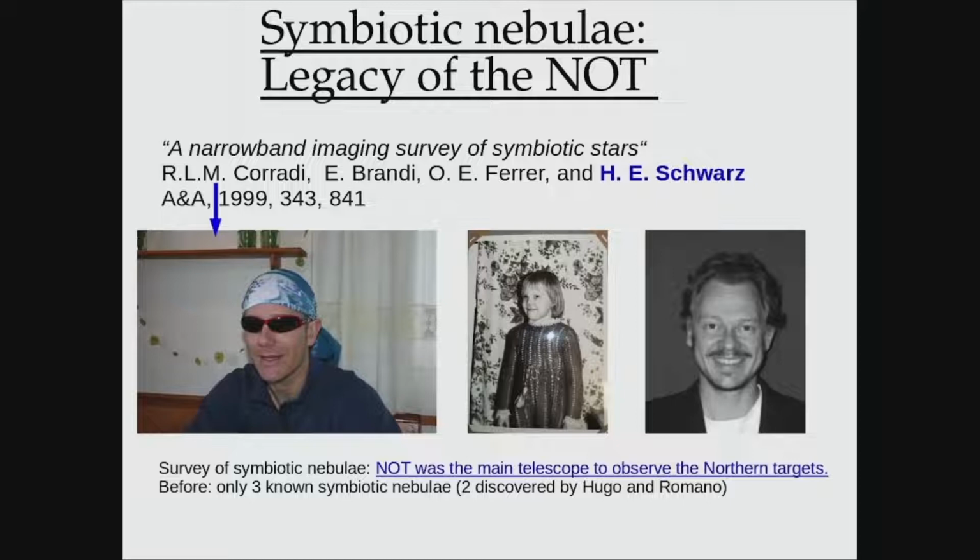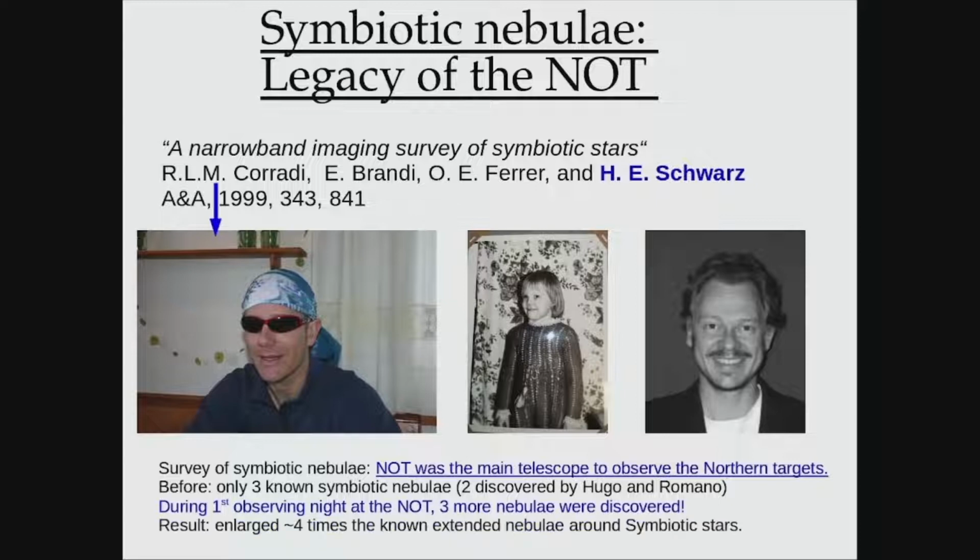And the observations at the NOT started when they had both already come to the island, and the NOT was, and still is, an excellent telescope for that, because firstly, as we've heard a lot, it has the best spot on the mountain. It's excellent seeing. At the same time, they offer a variety of very narrow band filters which are needed to investigate these nebulae. So already during the first observing run that they had at the NOT, during one observing night, they discovered 3 more nebulae. And altogether, they investigated systematically around 70 symbiotic stars, and they enlarged the known symbiotic nebulae by 4 times.